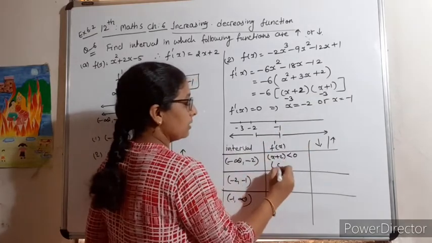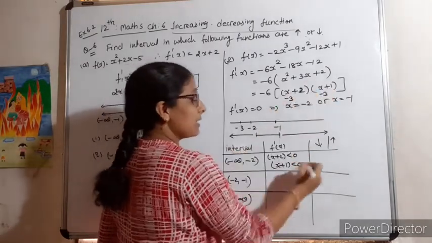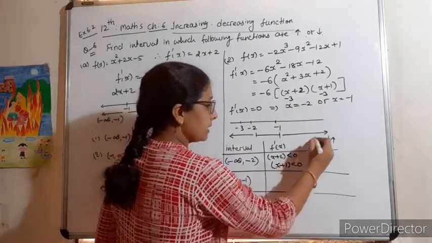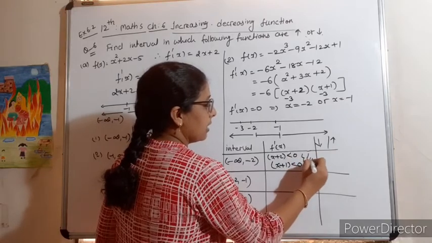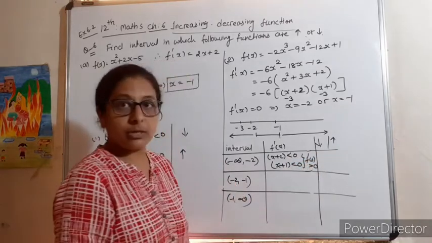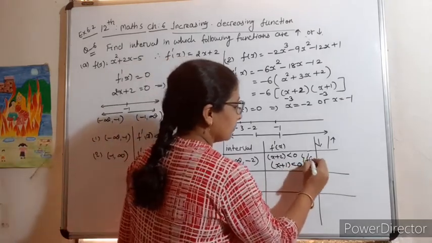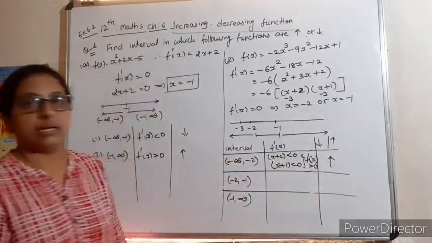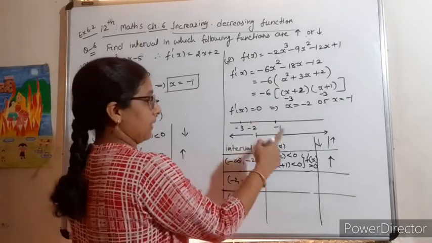-3 plus 1 तो वो भी less than 0. अगर both less than 0 तो minus minus plus. So we can say that f dash x is greater than 0. That means f dash x greater than 0. And अगर f dash x is greater than 0 है, तो function is increasing. Then second interval -2 to -1.